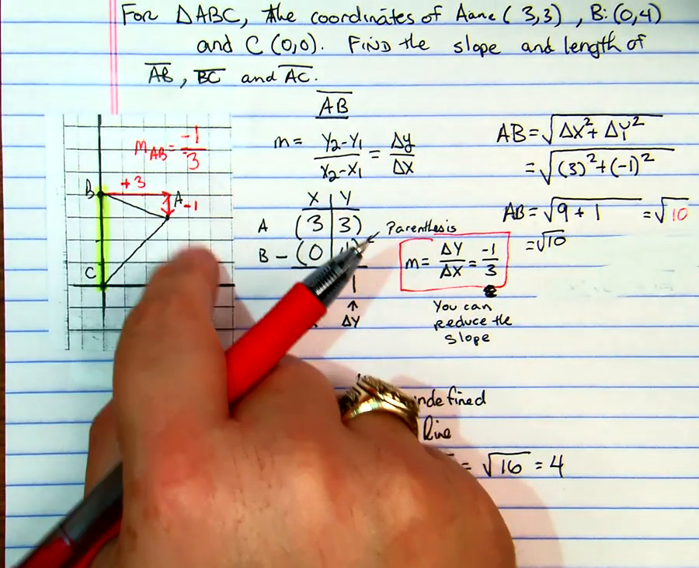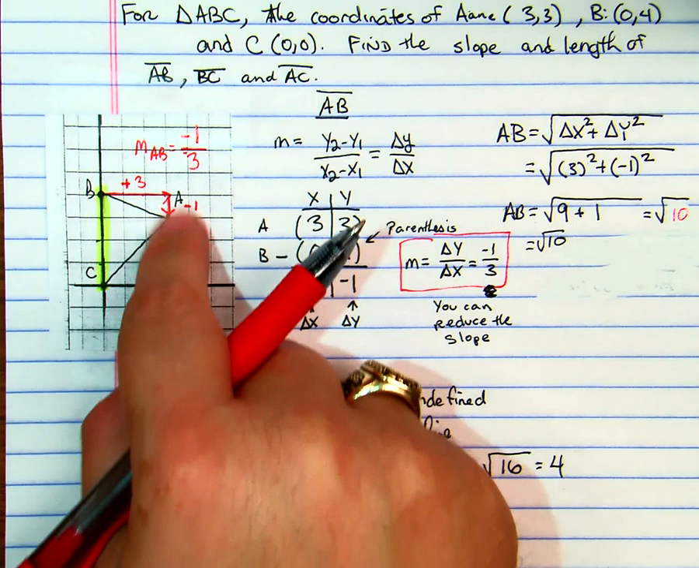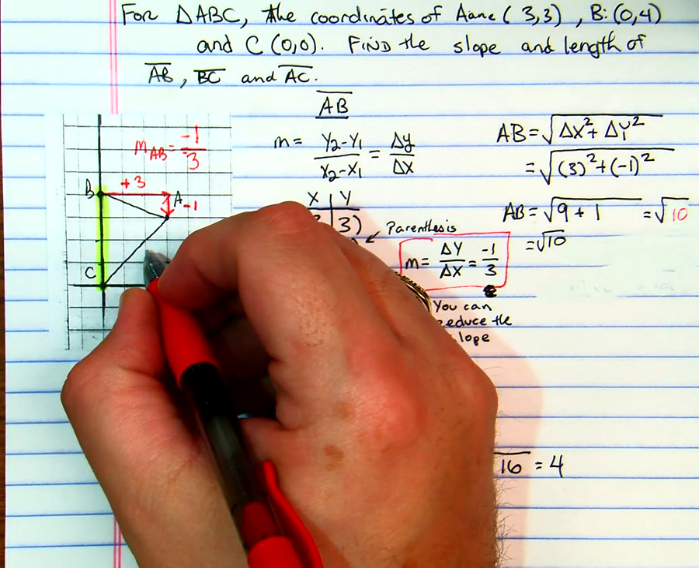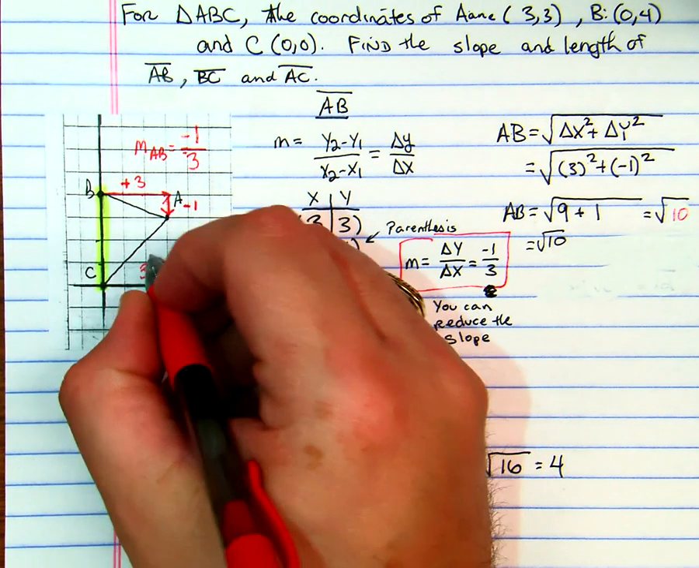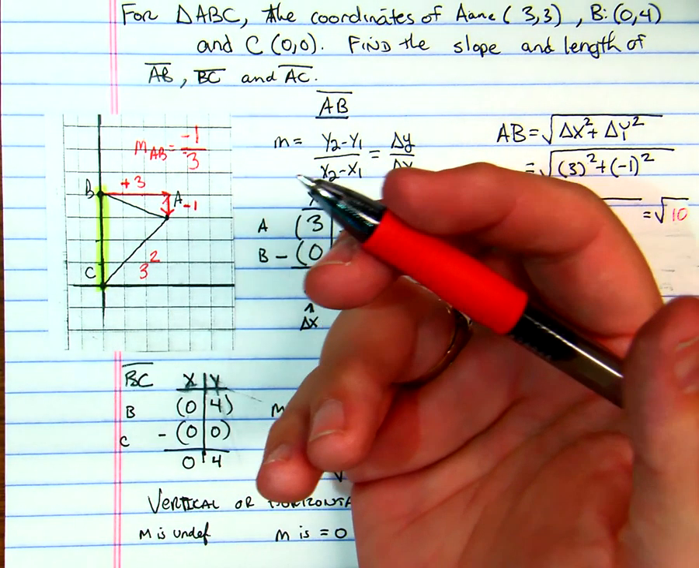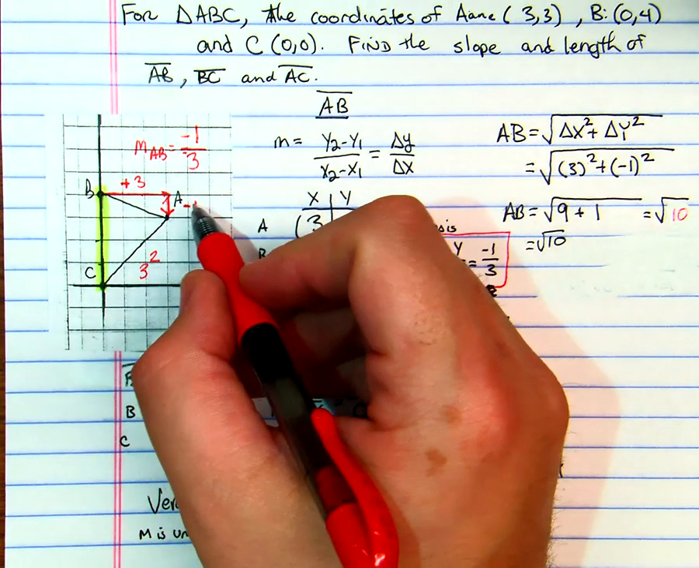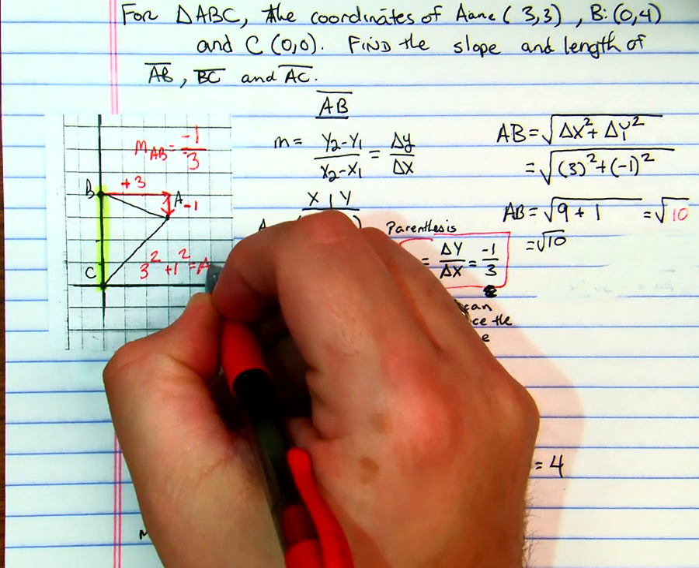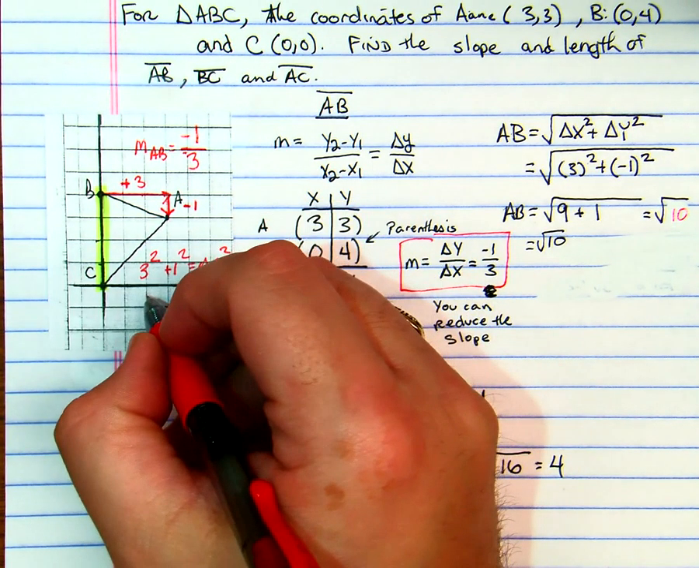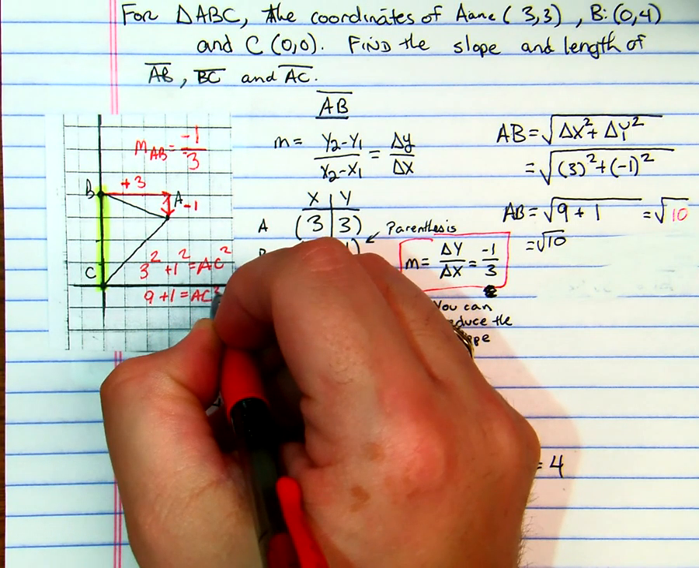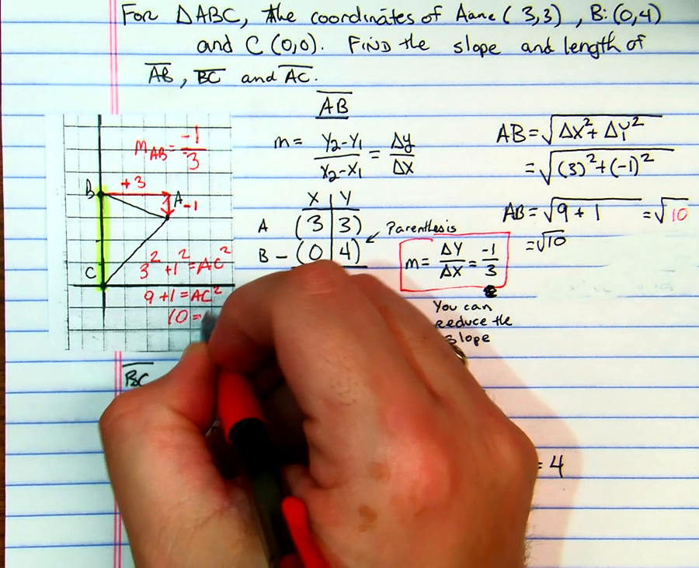But for this, I can say to myself, all right, 3 squared. And the nice thing about the right triangles, all you have to do is use the number, not the sign. 3 squared plus 1 squared is equal to AC squared. So that's 9 plus 1 is equal to AC squared. 10 is equal to AC squared. So AC is equal to the square root of 10.